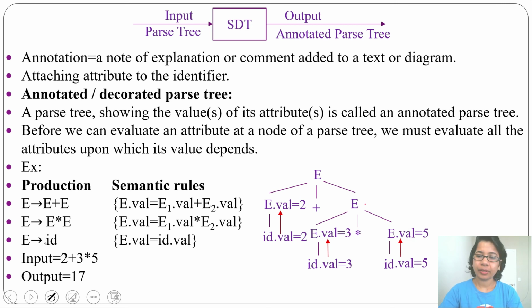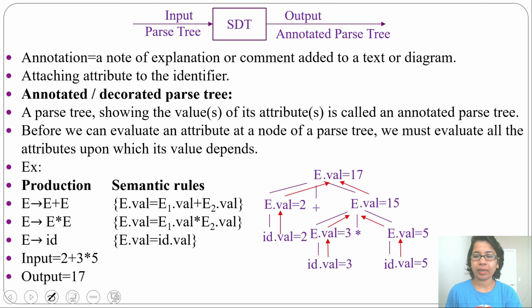Next, for evaluating this E, we should have the values of its children. Yes, we already have the values of its children. Now E.val will be 3 multiplication 5, which is 15. Now, before evaluating this E, both children should be evaluated. So this E.val will be 2 plus 15, which is 17.